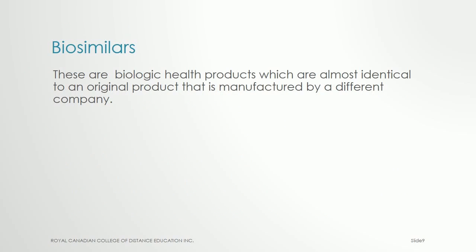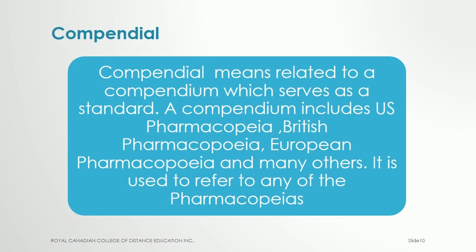Biosimilars. These are biologic health products which are almost identical to an original product that is manufactured by a different company. Compendial. Compendial means related to a compendium which serves as a standard. A compendium includes United States Pharmacopoeia, British Pharmacopoeia, European Pharmacopoeia, and many others. It is used to refer to any of the pharmacopoeias.